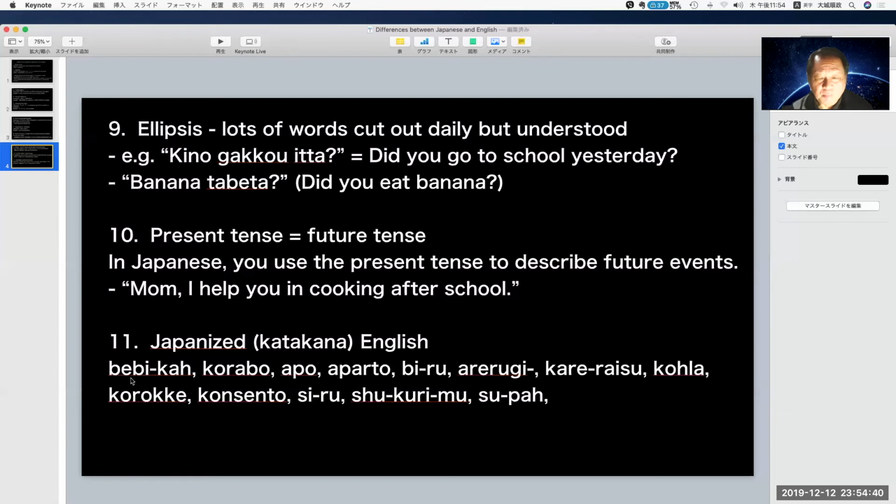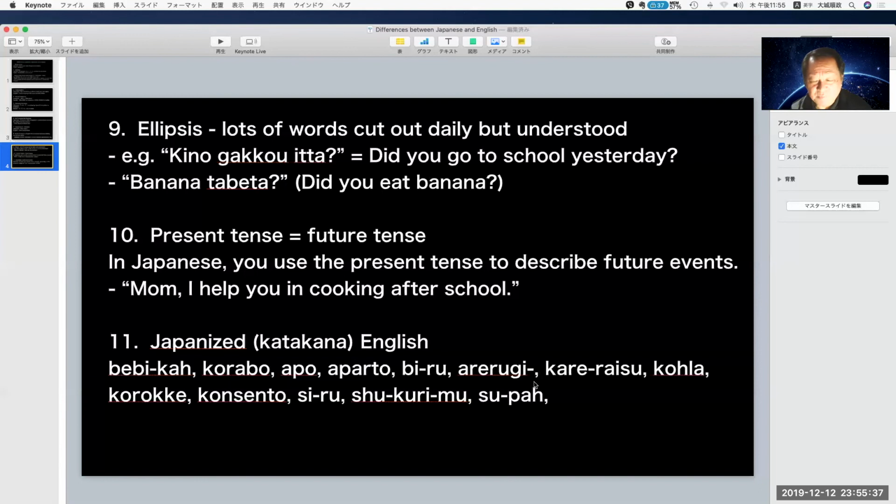For example, first of all, "baby car." It means stroller in English. Strollers. "Korabo." It means collaboration. Next, "apointo." Appointment. Next, "apato." Apartment. Next, "biru." Beer.